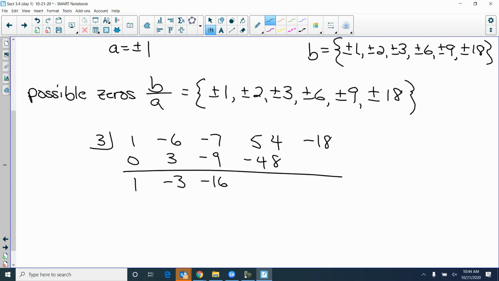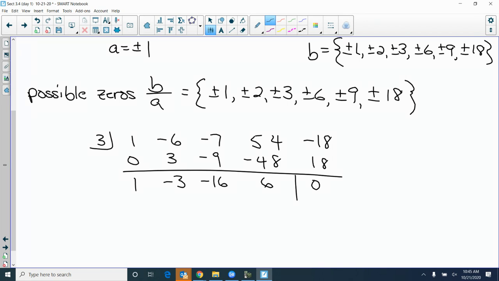Negative 16 times 3 is negative 48. 6 times 3 is 18. We get 0. All right, how many other roots are there? We got 1. It's a 4th degree, so that means there's how many more out there, Cole? 3. There's 3 more out there.